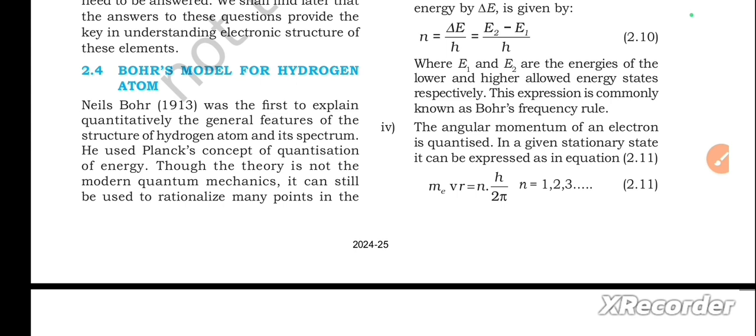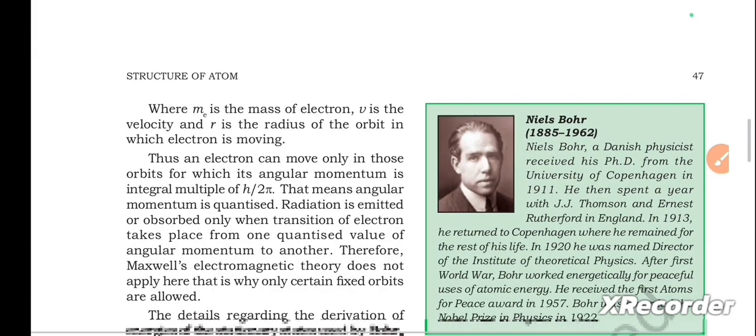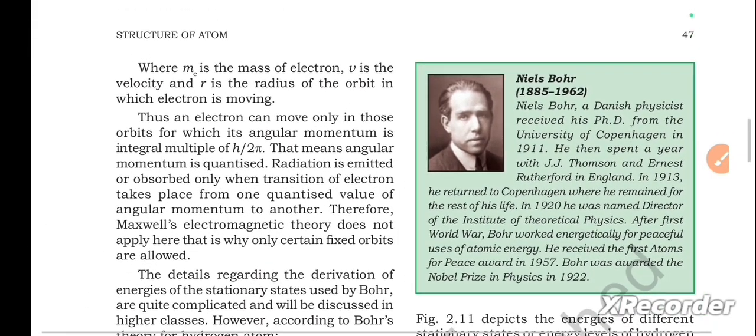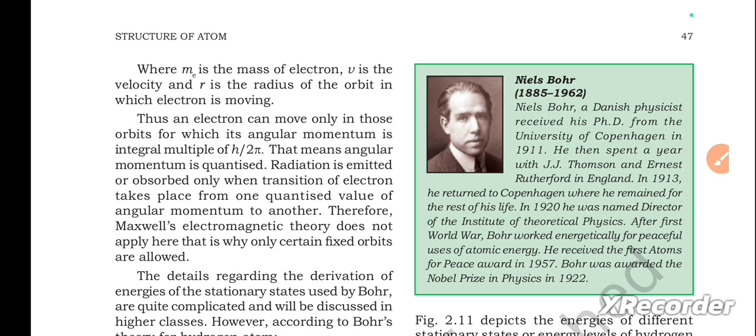mevr equals n into h by 2π, where n equals 1, 2, 3 and so on. Here m_e is the mass of the electron, v is the velocity and r is the radius of the orbit in which the electron is moving. Thus, an electron can move only in those orbits for which its angular momentum is an integral multiple of h by 2π. That means angular momentum is quantized.